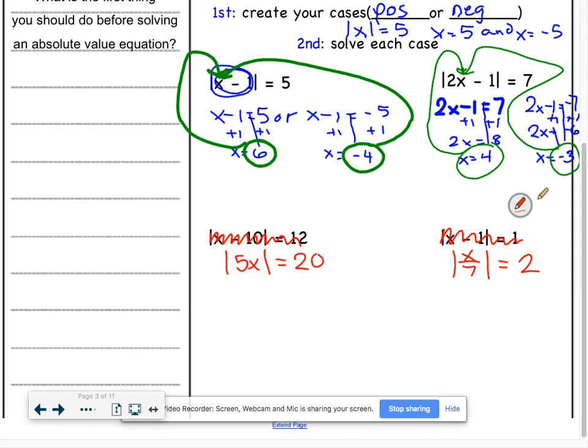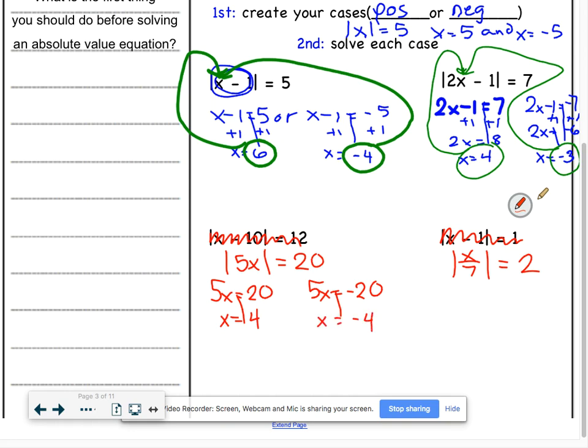Okay, so the first thing I need to do is make my cases. So I'm saying here the absolute value is 20. That means what two things are 20 away from 0, but you also have to times it by 5. So what I would say is 5x is 20, or I can be on the left-hand side of 0. 5x is -20. You make your two cases. Okay, divide by 5, x can be 4. Divide by 5, x can be -4.